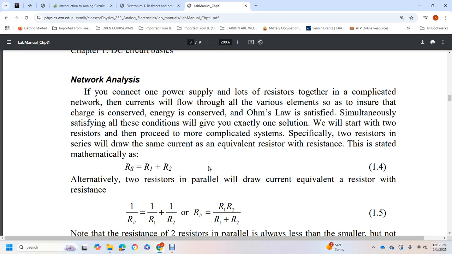Sure, but two resistors proceed to a more complicated system. Specifically, two resistors in series will draw the same current, and their equivalent resistance is the sum of the resistances. This is stated mathematically as resistance.